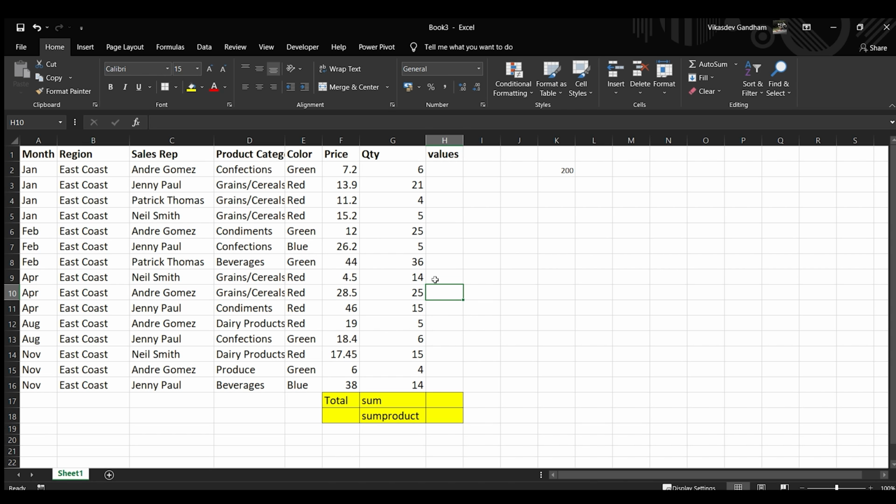Okay, basically SUMPRODUCT is the sum of products, a total value. It does multiplications and also addition and subtraction. Okay, so I'll explain it to you.